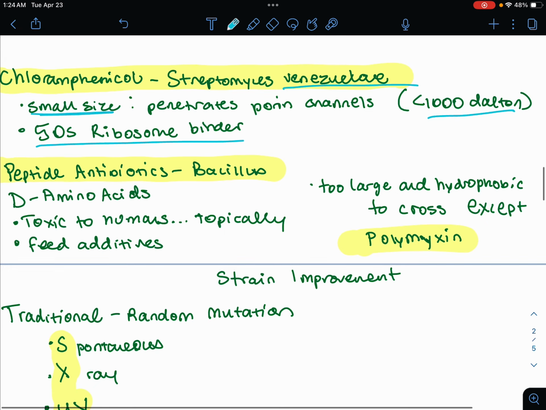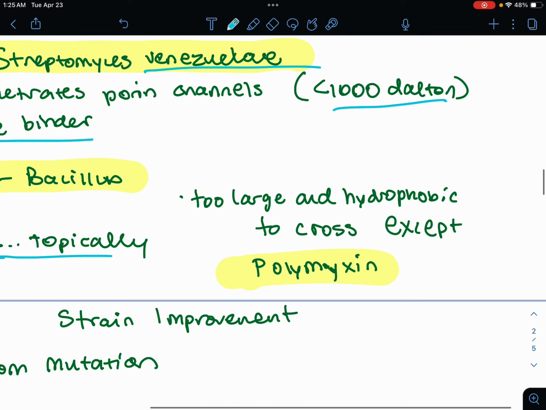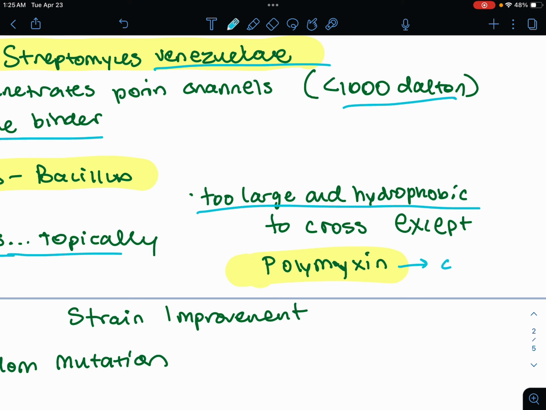We also have peptide antibiotics. This is from Bacillus. We're going to have these unusual D amino acids, and you have a very high toxicity, so therefore you can only use them topically. Usually used as food additives as well. They're too large, and they're also hydrophobic. They can't cross that outer membrane. Polymyxin, however, can cross.